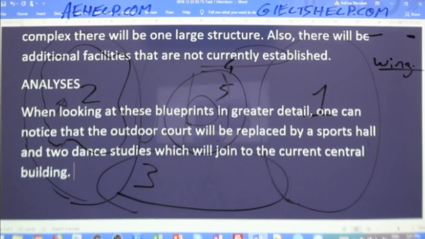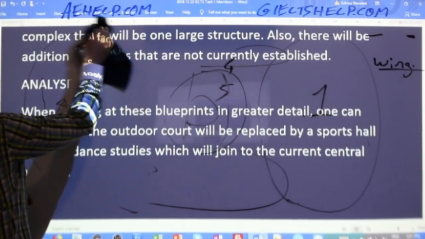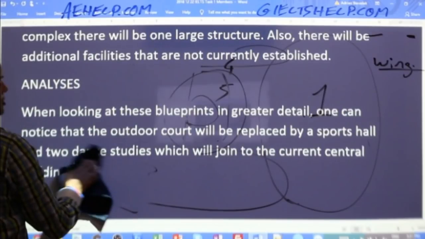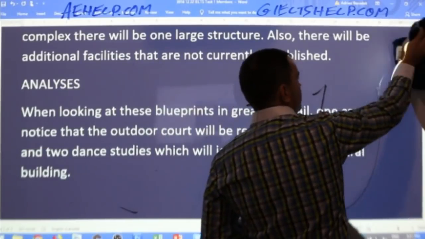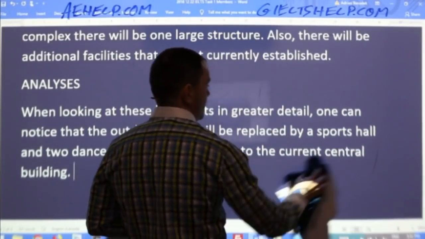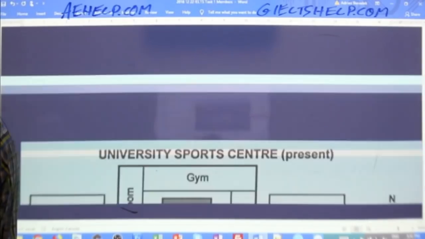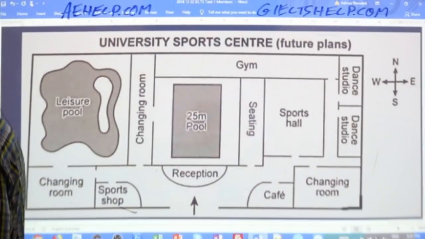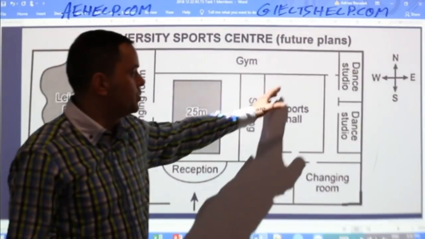When looking at these blueprints, I'm going to erase this so it's not in your way. You already have a good idea of how we're structuring these points. And again, your biggest circles are usually your most important points, so start with those just in case you run out of time. Again, don't go over that 20 minutes, right? So when looking at these blueprints in greater detail, one can notice that the outdoor court will be replaced by a sports hall and 2 dance studios which will join to the current central building. Great, so I've knocked off number 1. That's this one here.